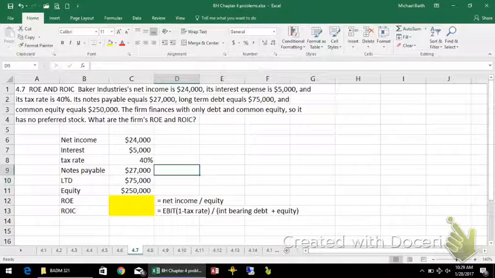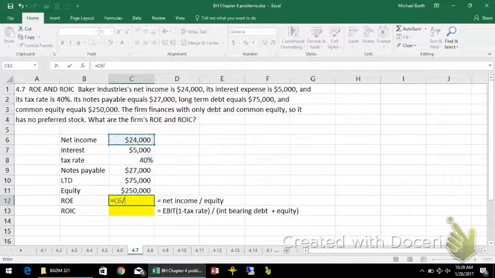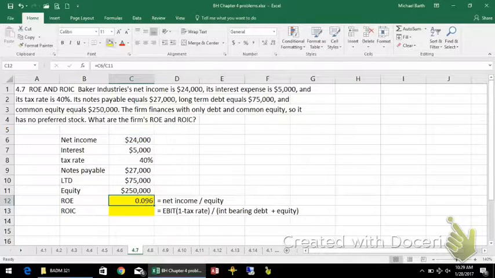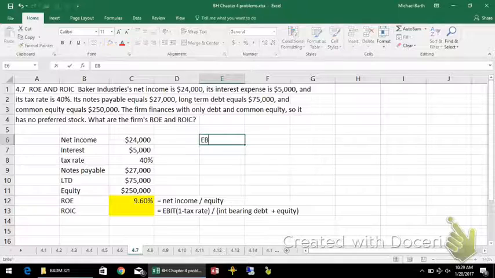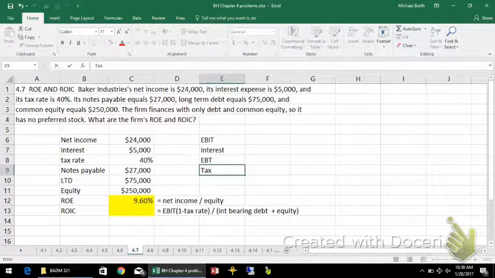Okay, so I can already do ROE. It's net income divided by the equity. Alright, show that as a percentage. So I wasn't given EBIT, but I can actually figure it out by backing it out of the other numbers I already have. EBIT minus the interest expenses gives me EBT, or taxable income, minus the taxes gives me net income.